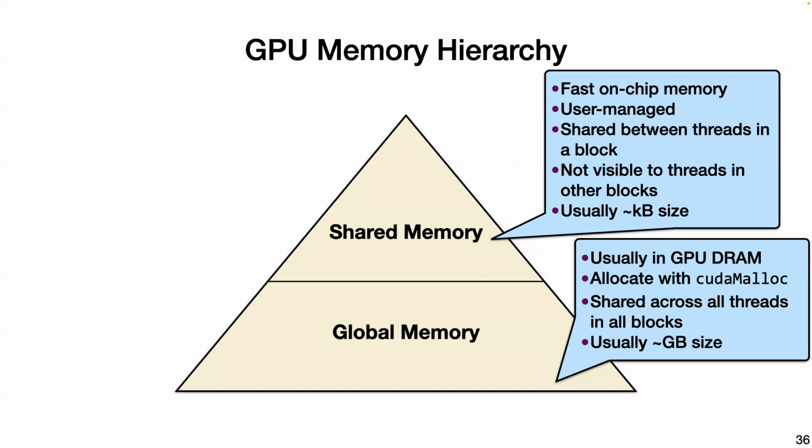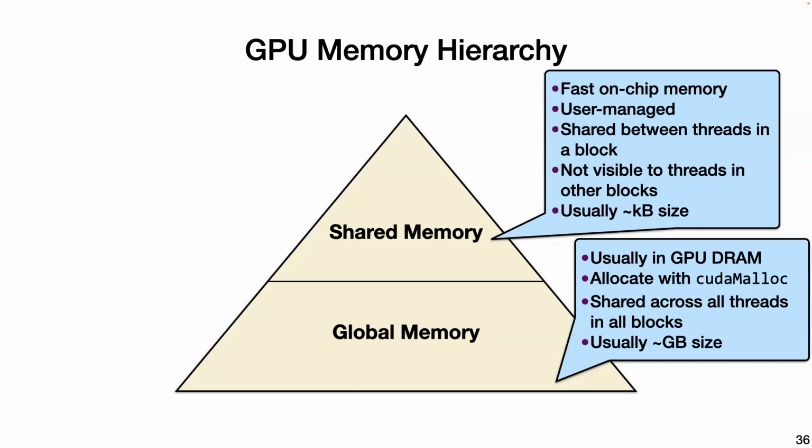You can think of shared memory as an array that you have access to that you can manage however you want. You can put whatever data into it that you want, and you can access it faster within a block. That's why you use threads, because you can access the shared memory. It's user managed, you can't access it between blocks, and it's usually on the order of kilobytes. It's not huge, but it's not super tiny.